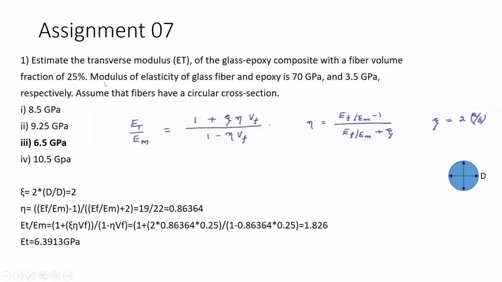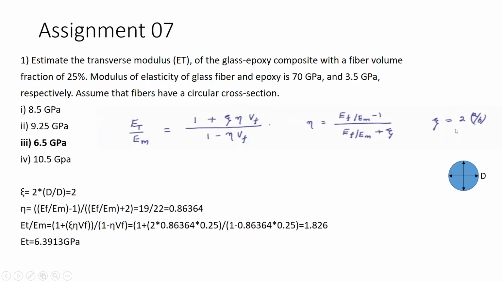So putting these values into this formula, we have Et by Em is 1 plus this formula. For eta, we use this particular equation. So we have Ef by Em, that is the Young's modulus of fiber to epoxy, as 70 is to 3.5. So 70 divided by 3.5 gives a value of 20. So 20 minus 1 is 19 and 20 plus 2 is 22.